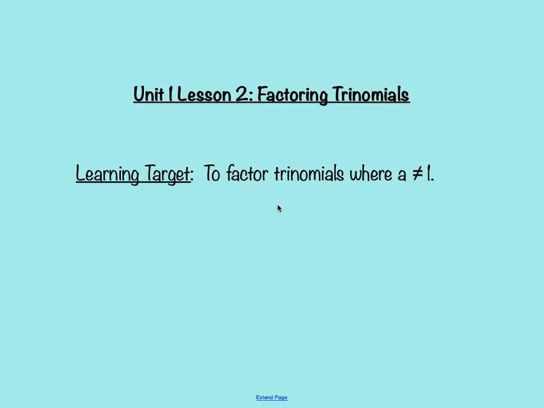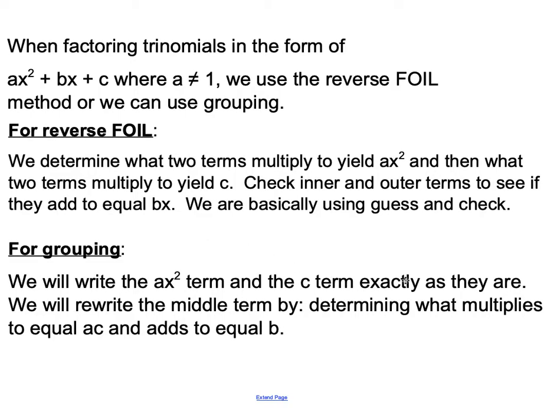Hello, so today we are on Unit 1, Lesson 2, and that's on factoring trinomials. We've already talked about factoring trinomials where a is equal to 1. Today we're going to factor similar trinomials, but a is not going to equal 1. So again, it's in that form of ax squared plus bx plus c, but this time a is not equal to 1. There's what's called the reverse FOIL method.